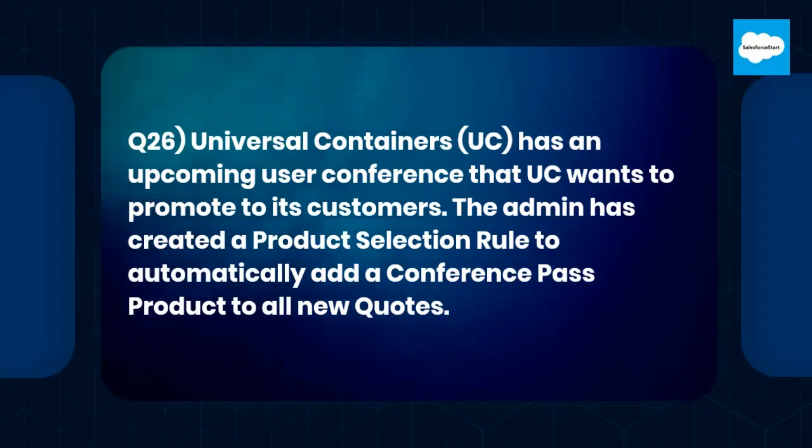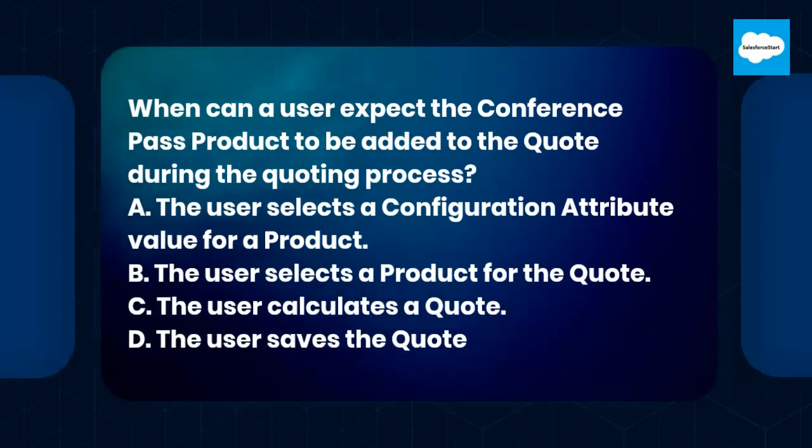Q26. Universal Containers, UC, has an upcoming user conference that UC wants to promote to its customers. The admin has created a product selection rule to automatically add a conference pass product to all new quotes. When can a user expect the conference pass product to be added to the quote during the quoting process?